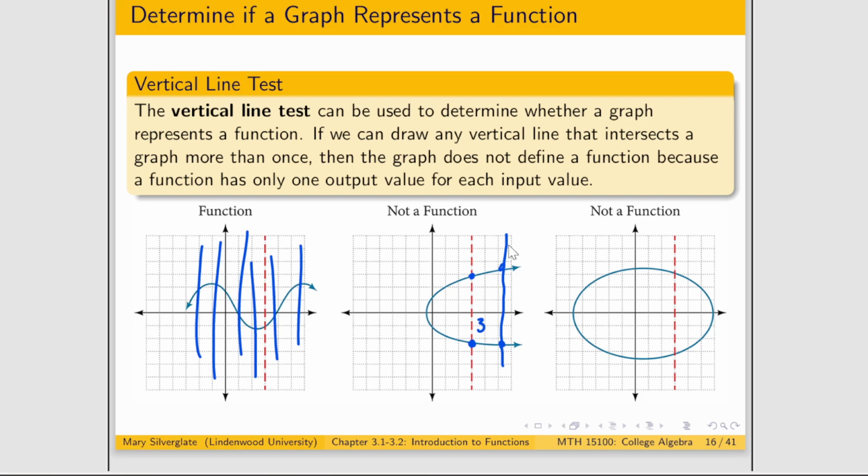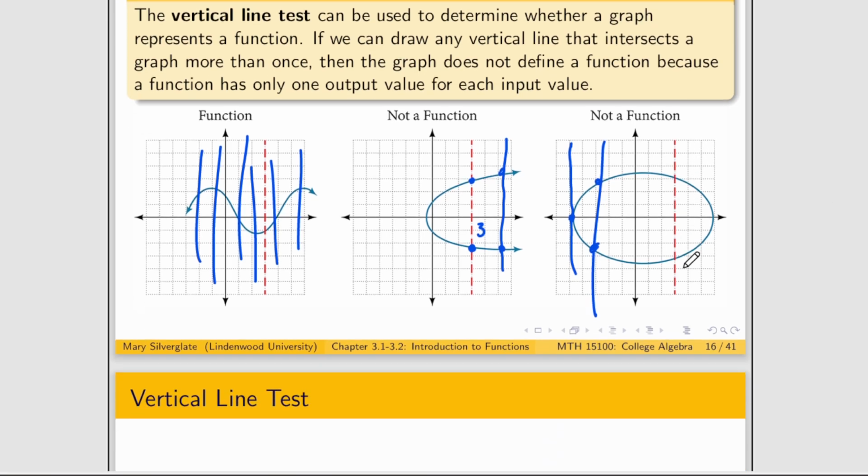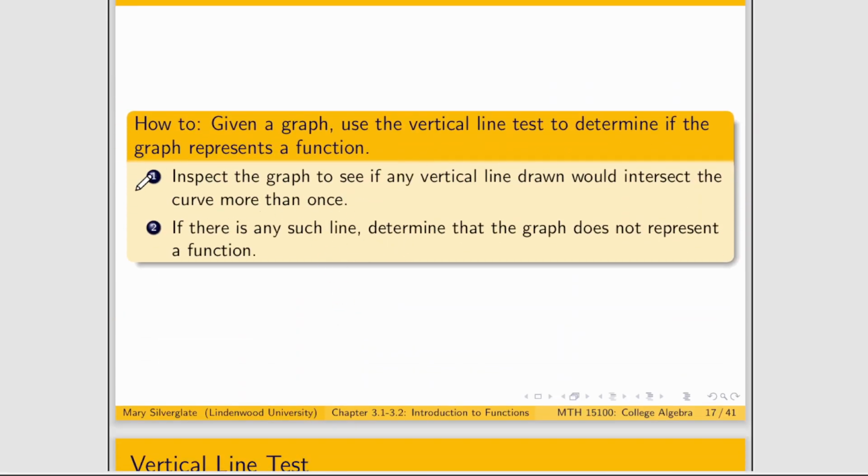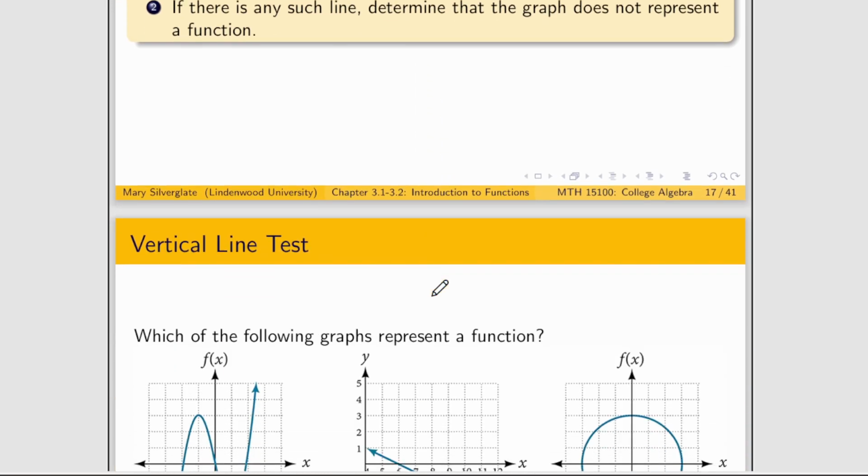As soon as there is some space where it passes through it twice, it's no longer a function. So something like this sideways parabola, not a function. Something like this ellipse, not a function. Keep in mind, for something like an ellipse, there is a place where it passes the vertical line test. But the fact that there's anywhere where it fails, as soon as you fail once, not a function. And that's just literally what this says. So you just kind of see in your head, if you were to draw a vertical line everywhere, would there be anywhere where it intersects the curve more than once? If so, not a function.